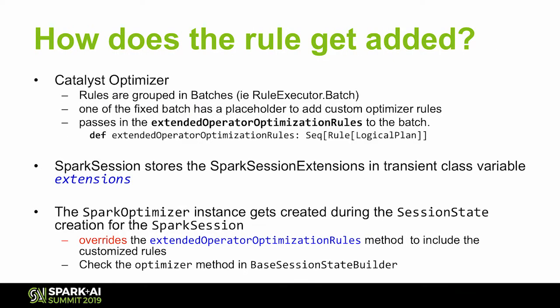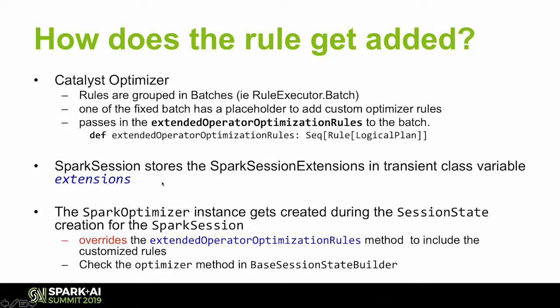So that was from the user level, right? Now how did this rule get added from a code perspective? The Catalyst Optimizer has rules. They're grouped in batches. There's one fixed batch which has a placeholder to add your custom optimizer rules. This method is called extendedOperatorOptimizationRules. What it takes is a sequence of rules that it will pass to this batch.